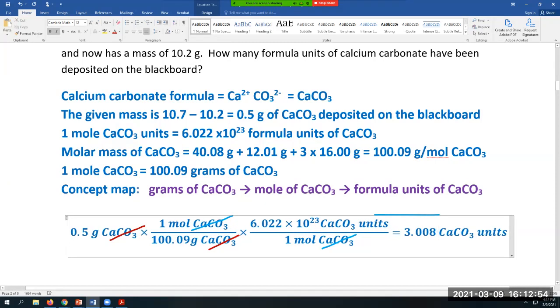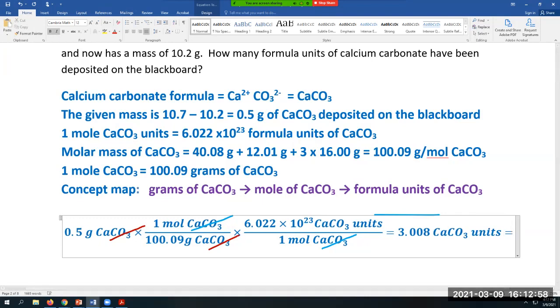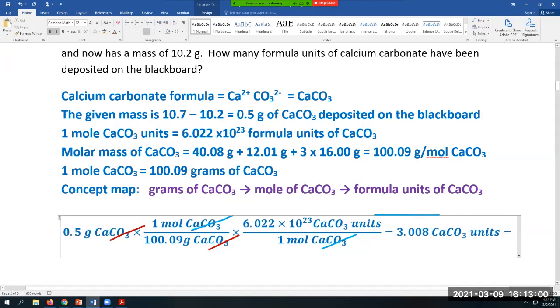Let's see how many sig figs we need to keep here. So every 1 mole are exact, right? Those 1 moles are exact. They do not limit the number of sig figs. The Avogadro number here has 4 sig figs. The molar mass has 5. And the given amount has only 1 sig fig. So we need to keep only 1 sig fig. And that's going to be just the 3.